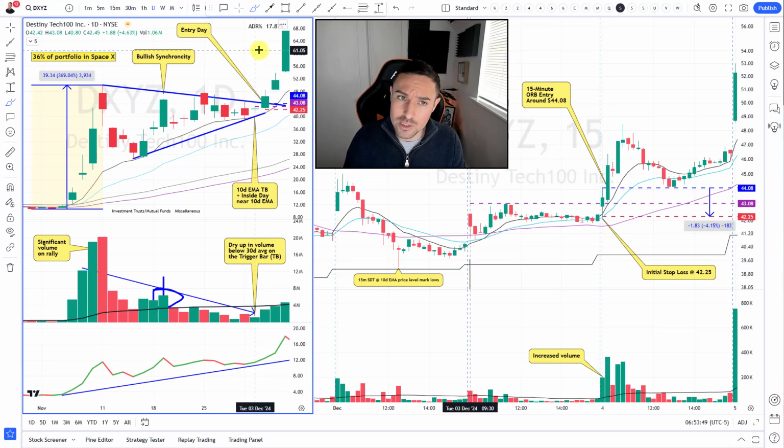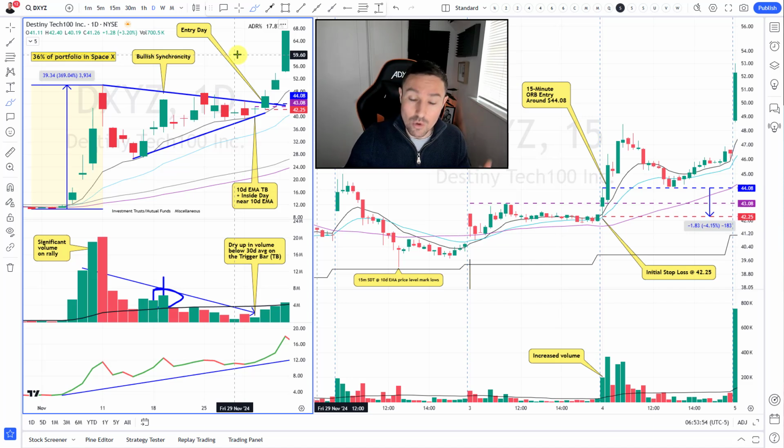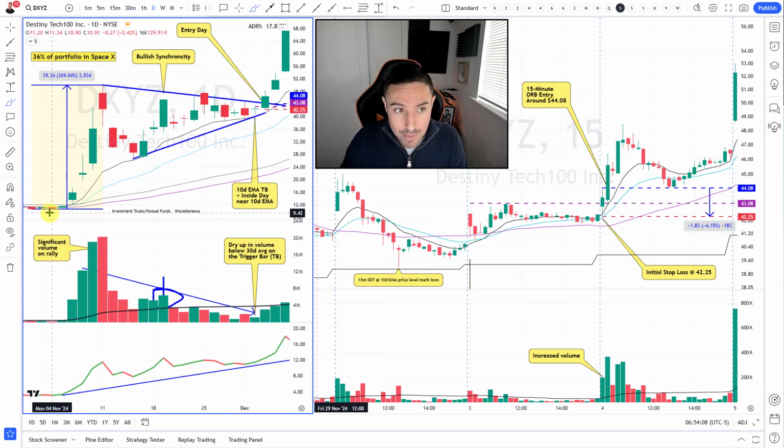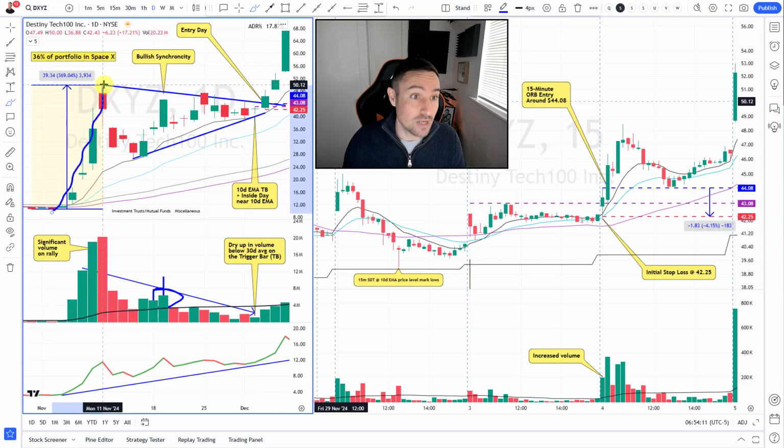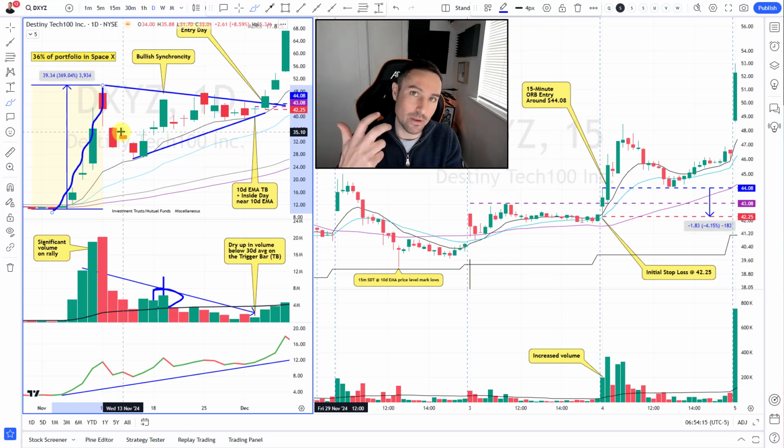And again, it's a timeless principle of the market that the market, stocks, ETFs, Bitcoin, cryptocurrencies will move from periods of contraction to expansion. Okay, this is the work of Toby Crabel, billionaire hedge fund manager. From periods of contraction come expansion. From periods of expansion come contraction. So if you look here, DXYZ goes through a period of expansion. It goes up over 300% in about a week. Expansion, right? And then what happens? It goes through a period of contraction.